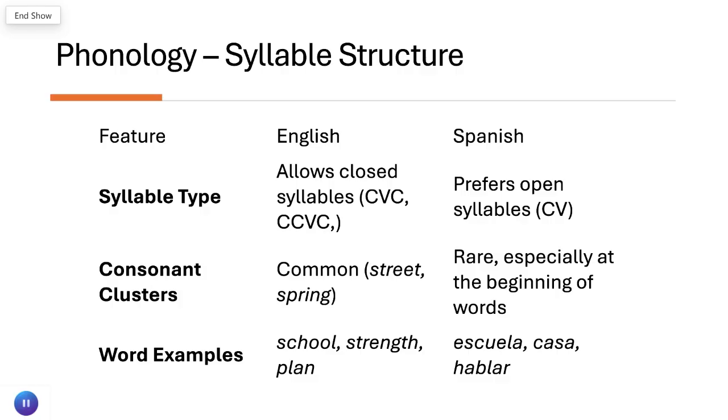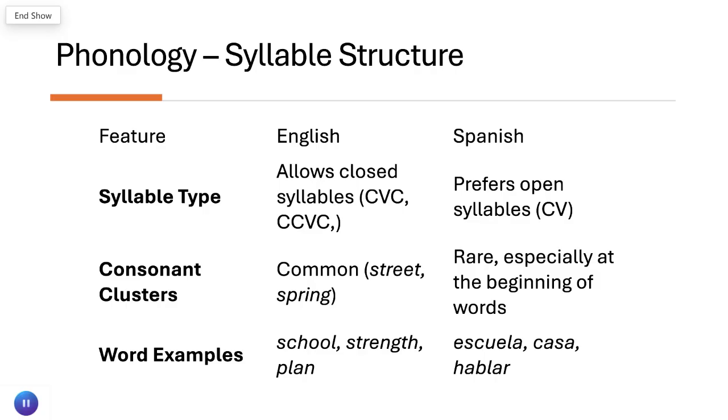Phonology, syllable structure. In the English language, we have many closed syllables and consonant clusters, such as the word street or the word plan. Well, in Spanish, they prefer open syllables, typically ending in a vowel. Because of this, Spanish speakers often insert a vowel before a cluster. So school might sound more like eschool because of that vowel that they put at the beginning of the word.